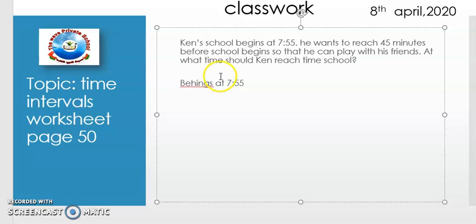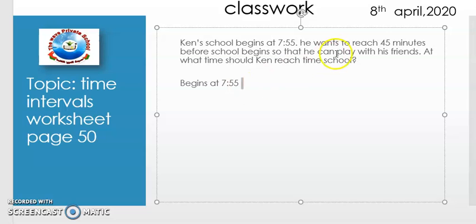But he wants to reach earlier. So he wants to reach 45 minutes before the school begins. So at which time must he go to school, because he wants to play with his friends also. So for finding this I need to find the start time, at which time he must go to school. What will be the starting time?